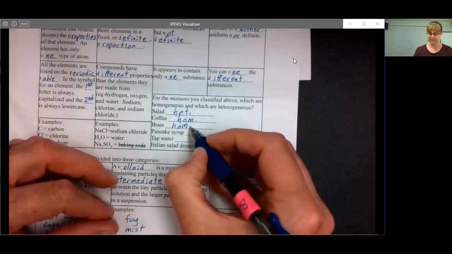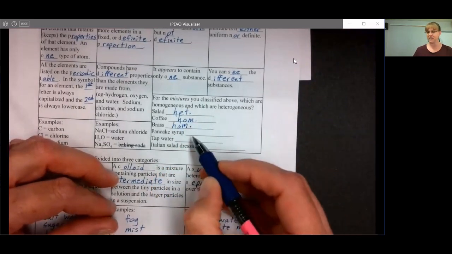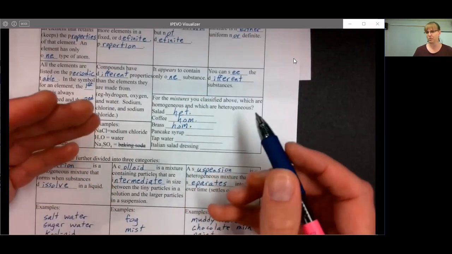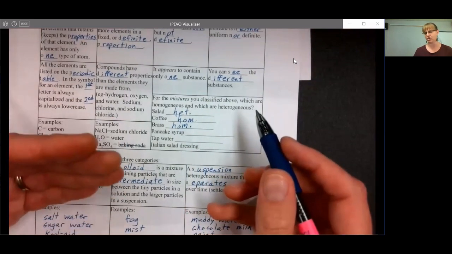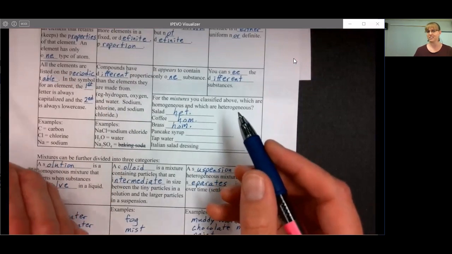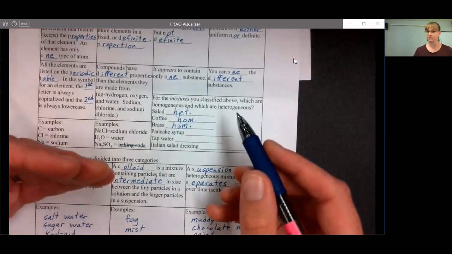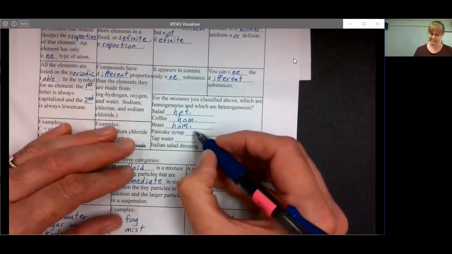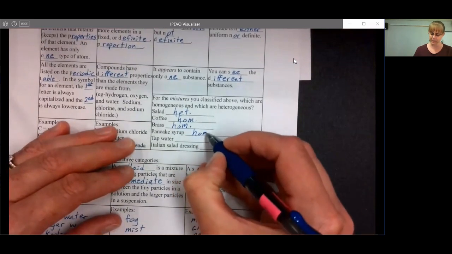Pancake syrup looks the same, even though it's more than one ingredient. It's made of water and sugar and maple flavoring and that kind of stuff. But it looks like it just has one ingredient, even though it has more than one. So it is a homogeneous mixture.